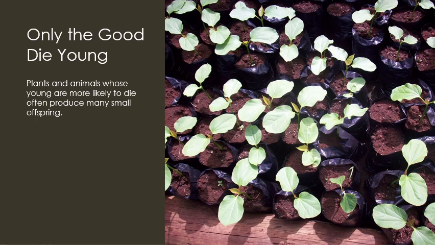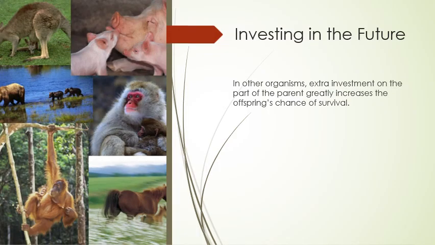So animals and plants whose young are more likely to die often produce a whole bunch of babies. Plants typically are going to produce way, way more seeds than the environment will support. For us, and a lot of mammals, by the extra investment, we increase our offspring's chances of success.